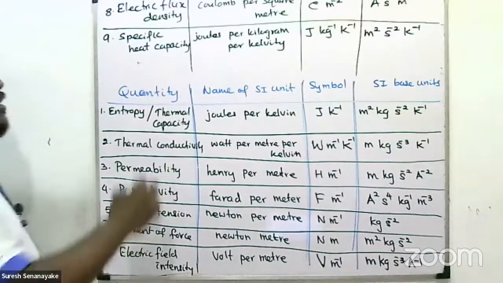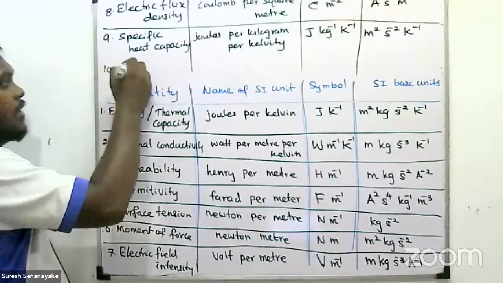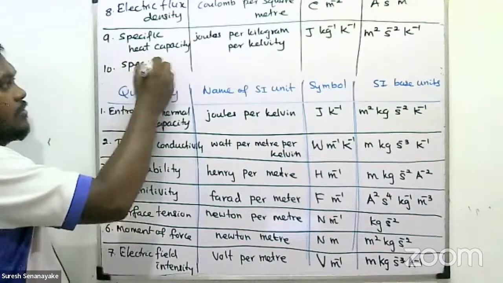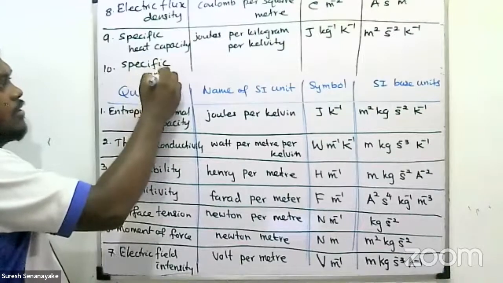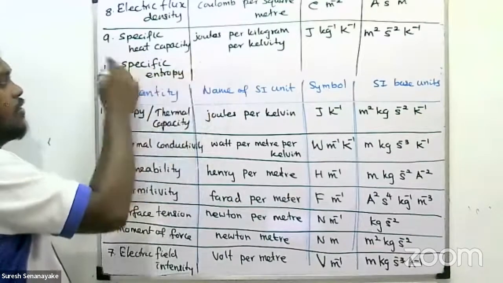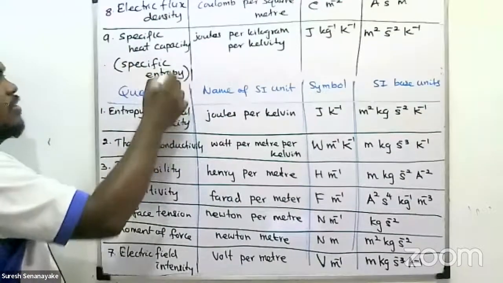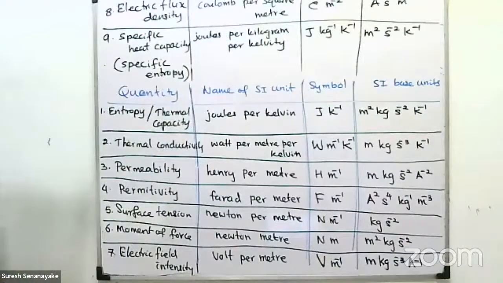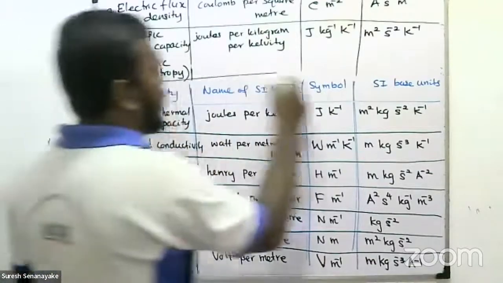As meter squared, S minus 2, Kelvin minus 1. Right. So the final one is also specific entropy. It's similar to this. You don't need to write this one within the bracket. Specific entropy is also the same. Don't write any different one.